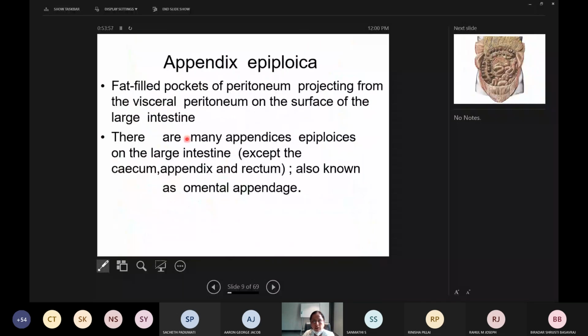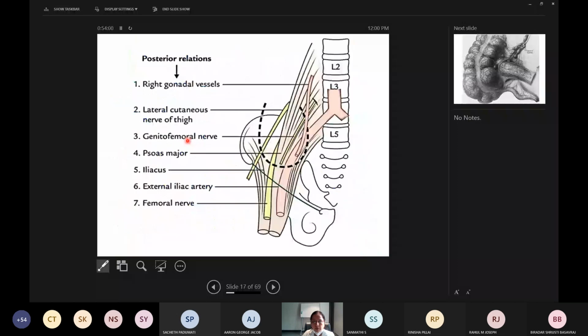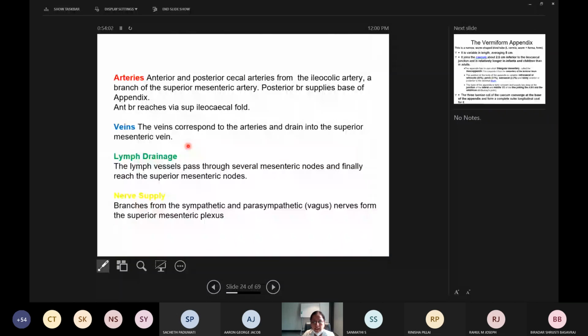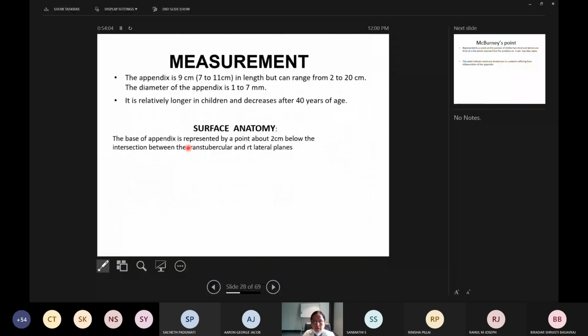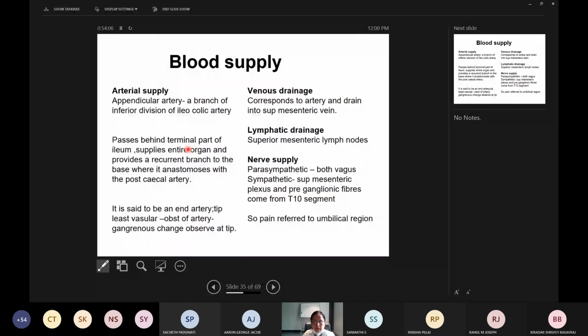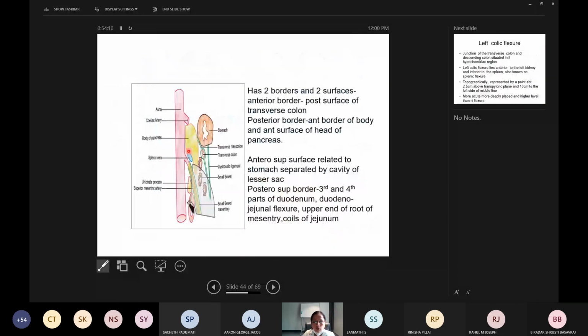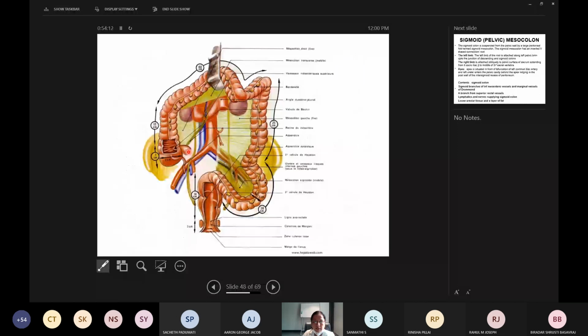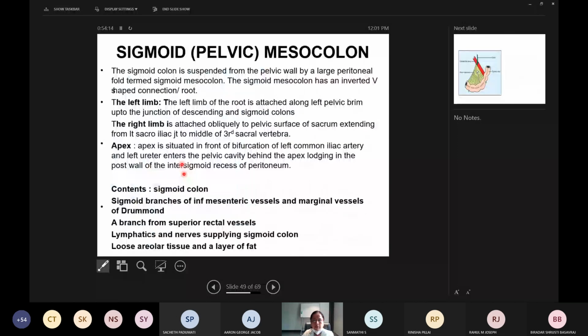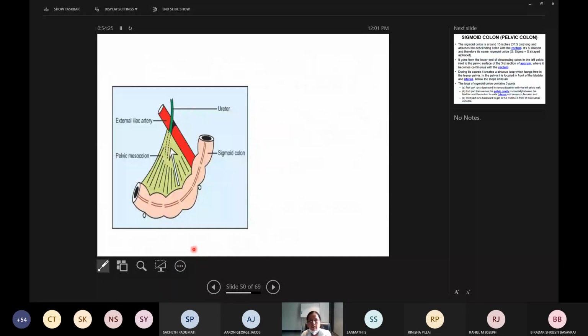So that is about the blood supply of the sigmoid colon. It will be supplied by the sigmoid branches and it will also be supplied by the superior rectal artery. Then what are the contents of the sigmoid mesocolon? You have got the sigmoid colon and the sigmoid branches of the inferior mesenteric vessels and the marginal vessels of Drummond, and the branches from the superior rectal vessels, lymphatics and nerves, and the loose areolar tissue. These are the contents of the sigmoid mesocolon.